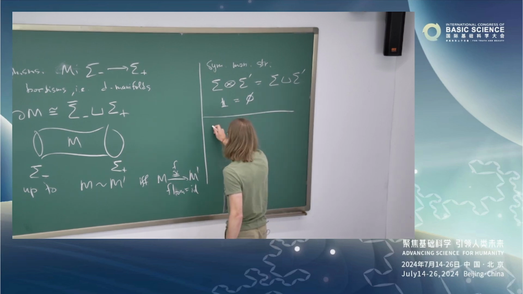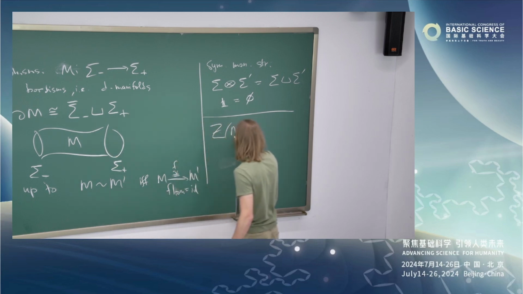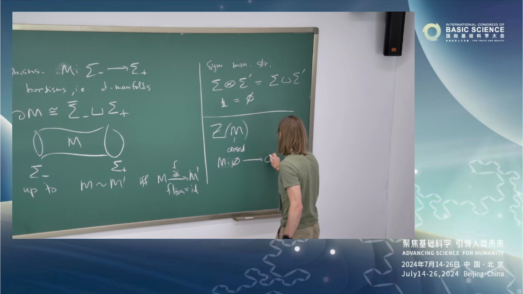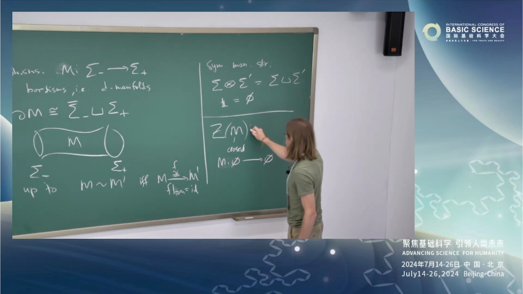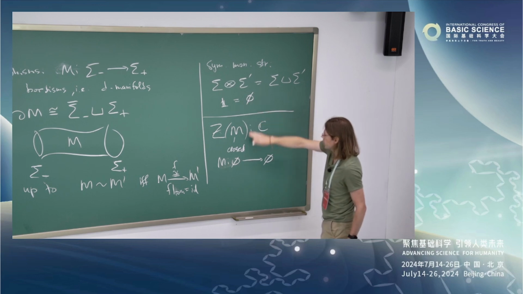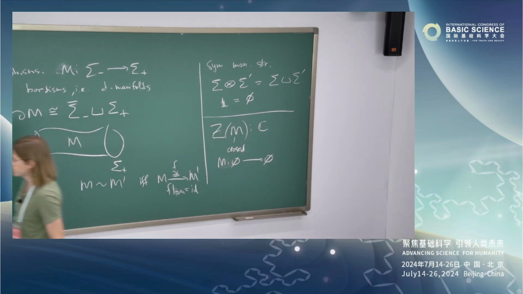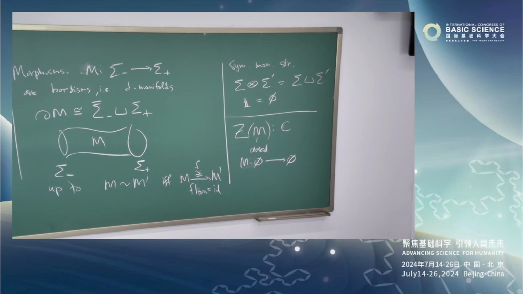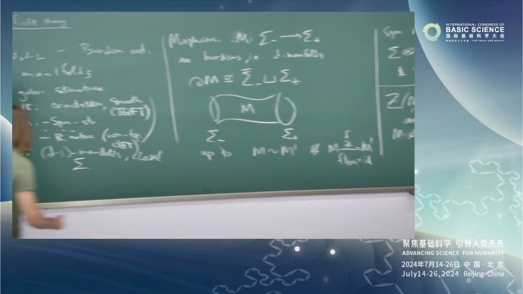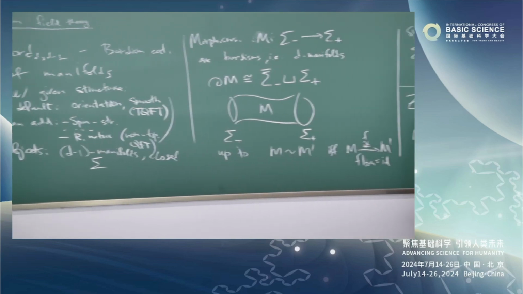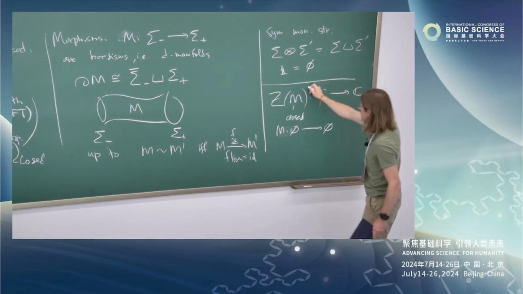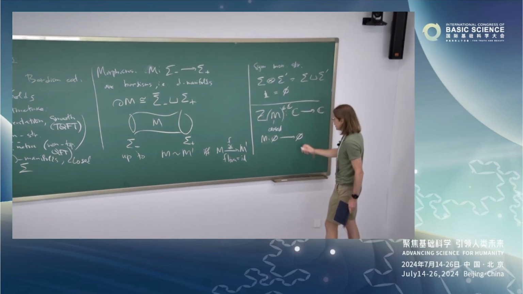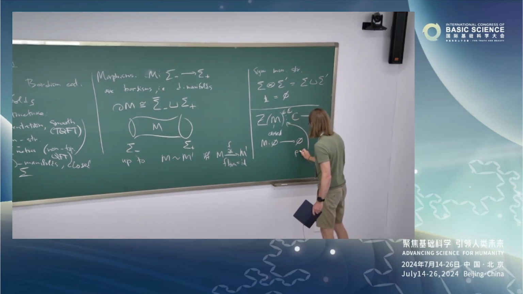So if you take M to be closed itself, it is a bordism from the empty manifold to the empty manifold. The monoidal unit here is just a copy of C. So it gives a map from C to C, which is a complex number itself, and this is what in physics is called the partition function.